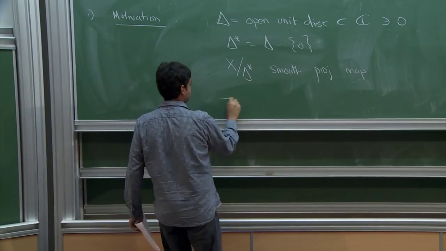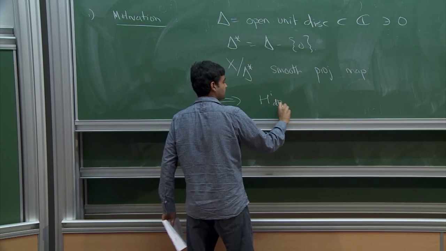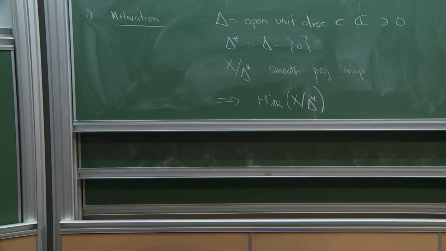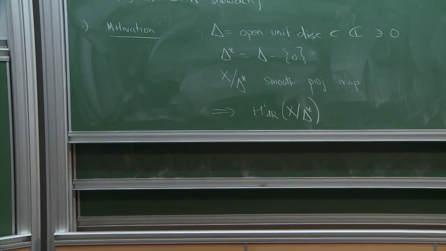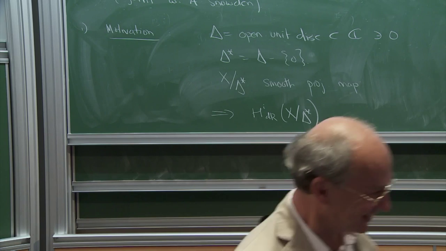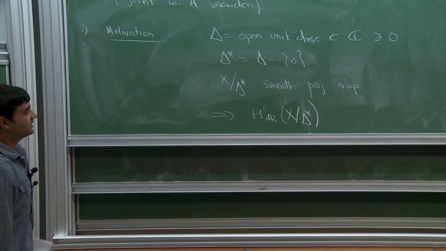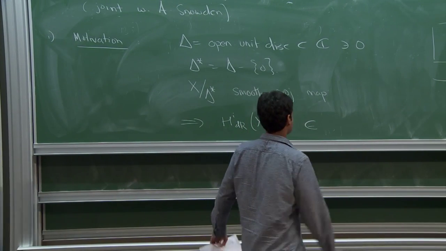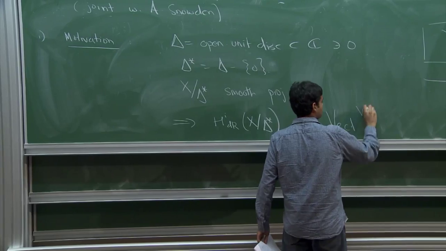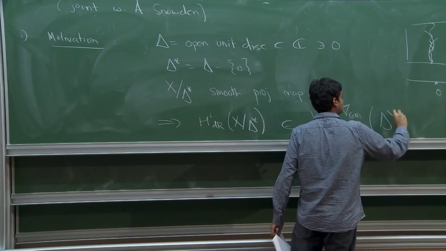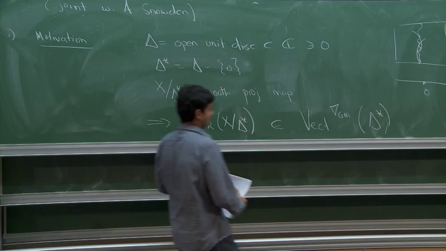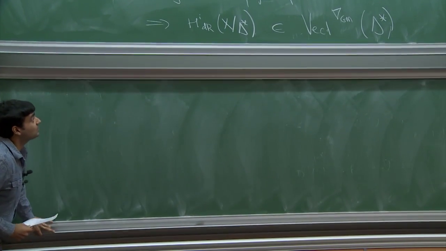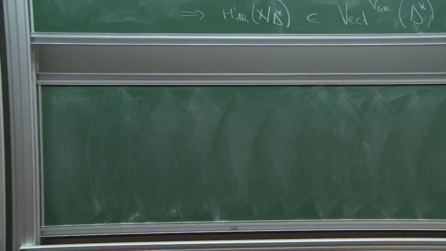Okay, so in this situation, one has the following fundamental invariant. So it's the de Rham cohomology of the fibers. To each point of the punctured disk, you associate the de Rham cohomology of the fiber. As the point varies, you get a vector bundle over the punctured disk. And this is, in fact, a vector bundle with a flat connection coming from Gauss-Manin. So the question that motivates this is, does this bundle have a natural extension to delta?